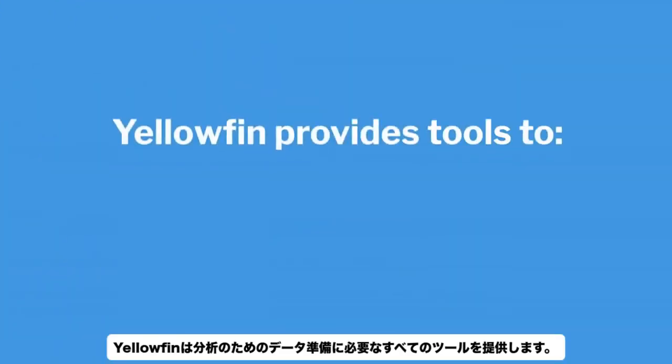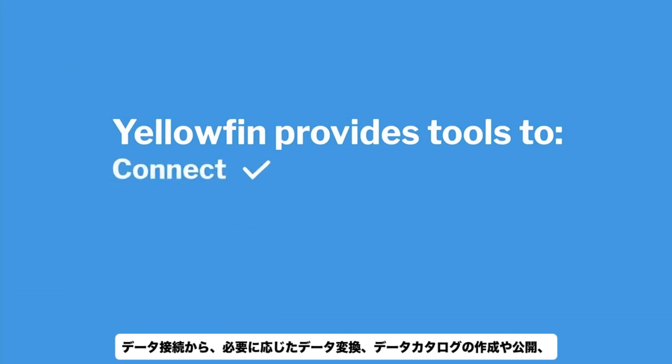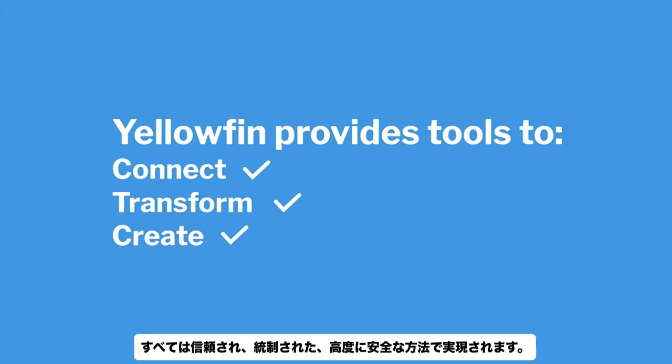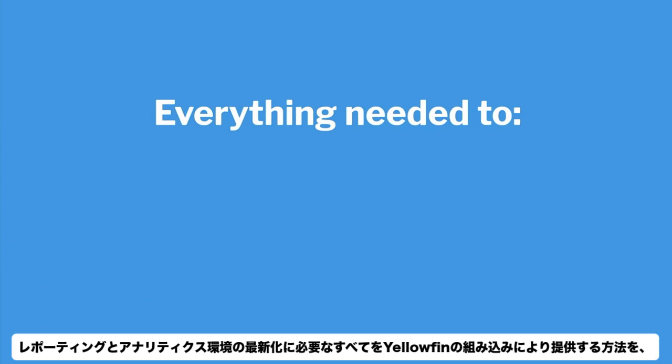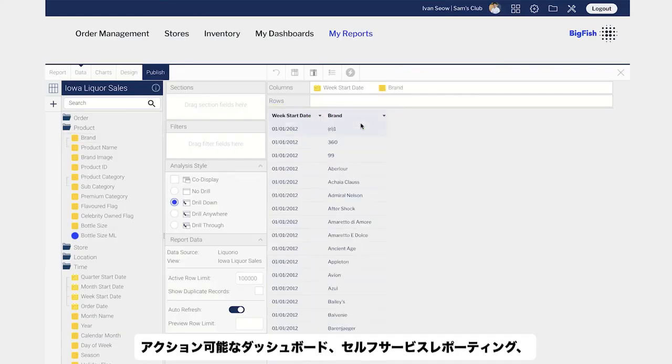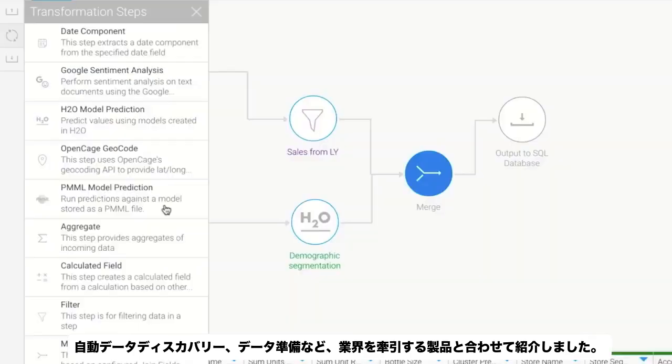Yellowfin provides you with all of the tools you need to prepare your data for analysis, from connecting to your data, transforming it if required, creating and publishing data catalogs to integrating data science models, all in a trusted, governed, and highly secure way. This demonstration you saw on how embedding Yellowfin provides you with everything needed to modernize your reporting and analytic environment with a suite of industry-leading products including actionable dashboards, self-service reporting, automated data discovery, and data preparation.